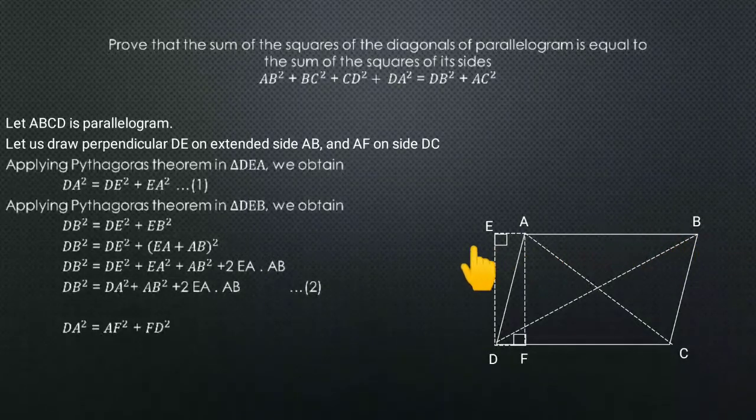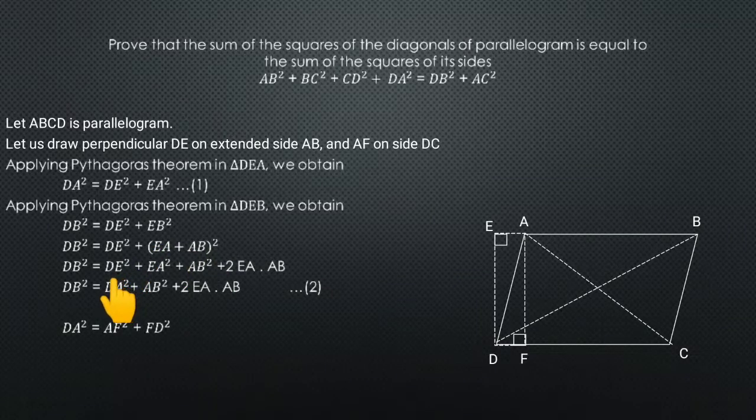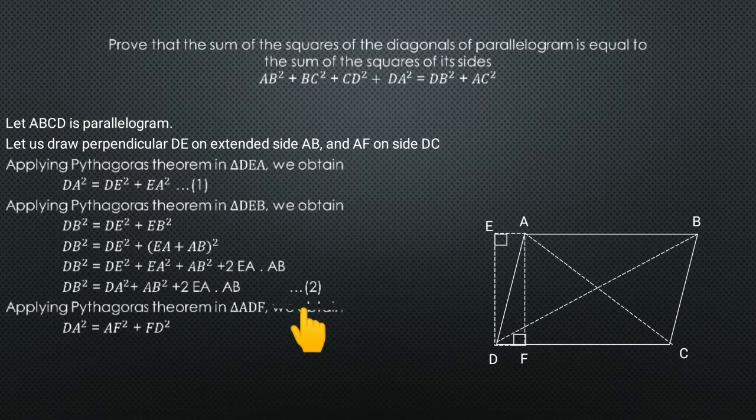Instead of EB, we can write EA plus AB whole square. Now simplify this. DB square is equal to DE square plus (EA plus AB) whole square, that means EA square plus AB square plus 2EA into AB. Now simplify this result. Instead of DE square plus EA square, we can write DA square, and the remaining part is as it is: AB square plus 2EA into AB. Now this is the second result. Remember this result, in the next step we will use it.